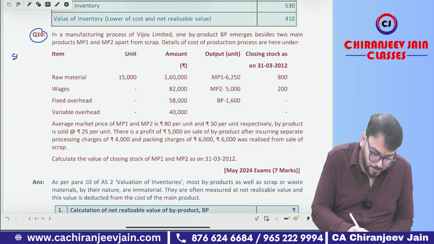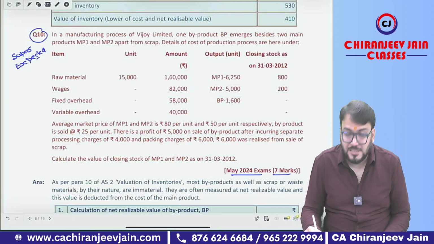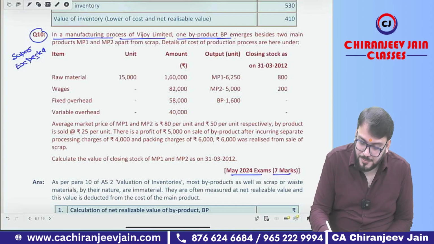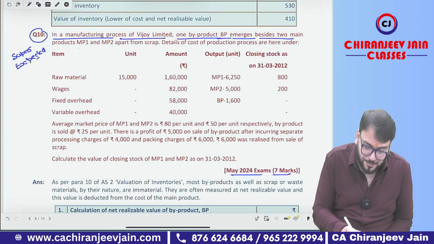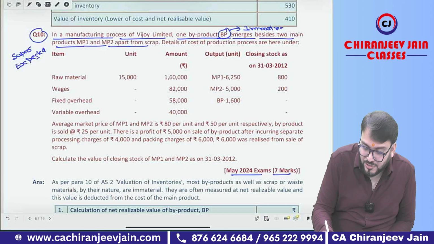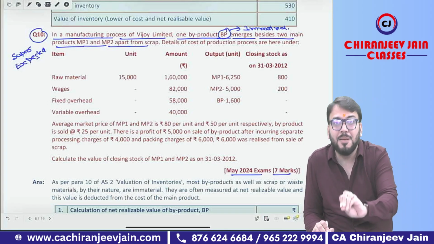Super important, super expected. Already asked in the recent exam, first 7 marks. In a manufacturing process of Vijay Limited, one byproduct BP emerged beside two main products MP1 and MP2, apart from scrap. Now they have written BP, nothing is given, so it will be immaterial. You cannot consider it as material. They have given a byproduct; if nothing is given, it will be immaterial.